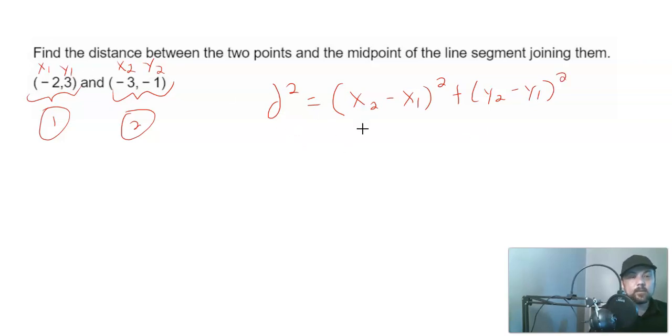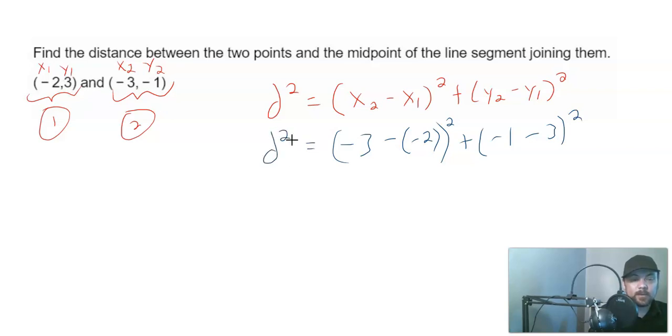Instead of x2, we have negative 3. Right? So I just look at my label. x2 is negative 3 minus x1, that's negative 2. Now you got to be especially careful when you're plugging negative numbers into a formula where subtraction is already occurring. And so notice I use parentheses here. We have negative 3 minus in the formula. Negative 2 is getting plugged in for x1. I don't want those two to blend in together, so I'm using parentheses so I know there's a double negative there. All right, plus y2, which is negative 1, minus y1, which is 3. All right, so again, just looking at my labels over here.